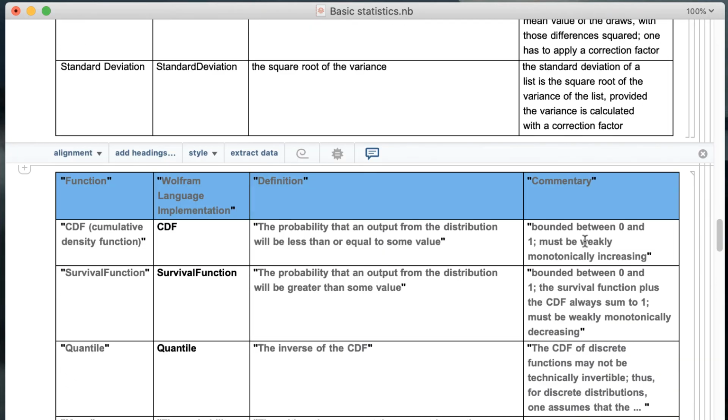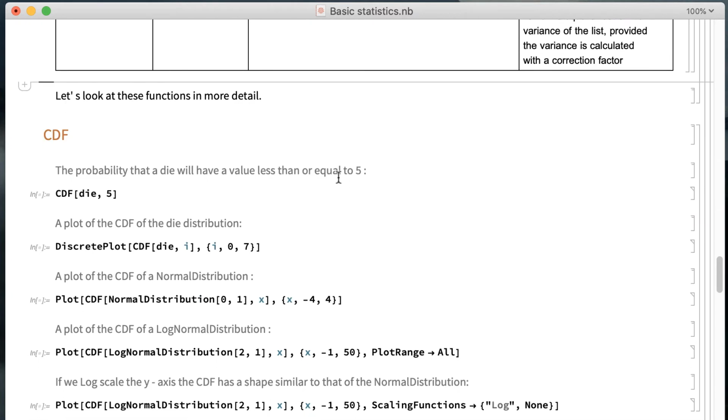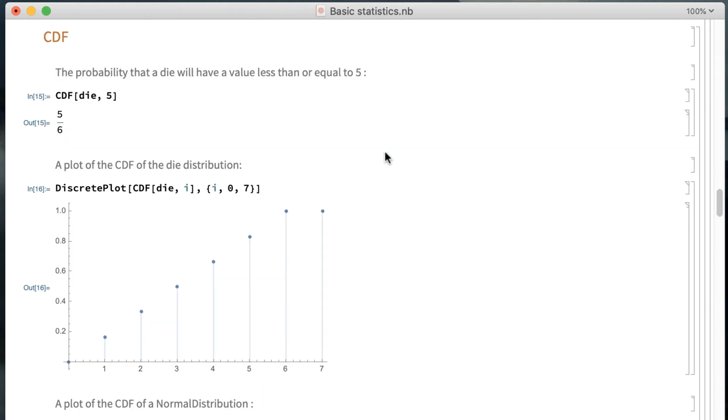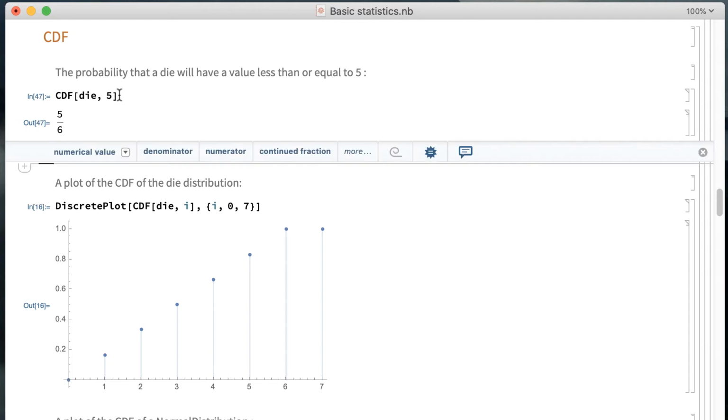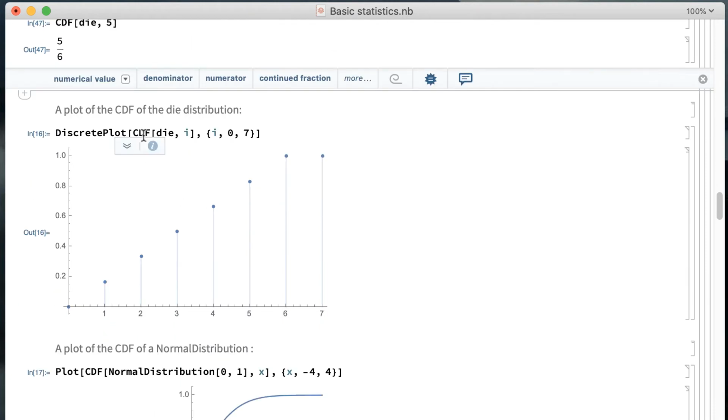All right, so that is our chart of distributions. Let's look at each of these in some additional detail. First, let's look at the operation of the Cdf function and see how that's working. So we just take the Cdf of the die distribution evaluated at 5. We're asking what's the probability that a draw from the die distribution will be less than or equal to 5, and we get 5/6.